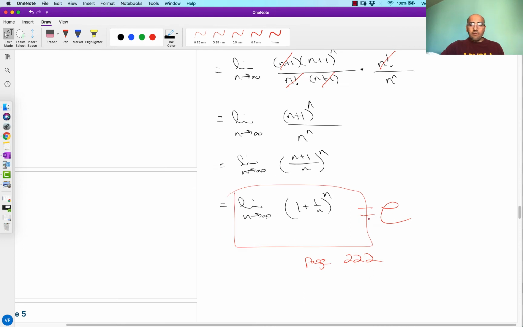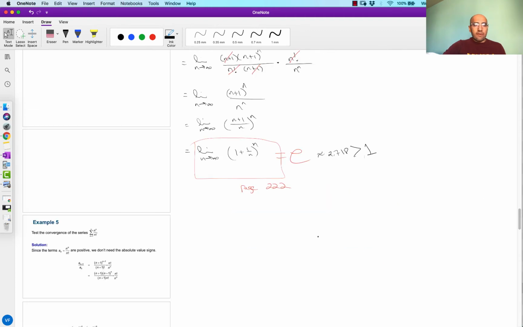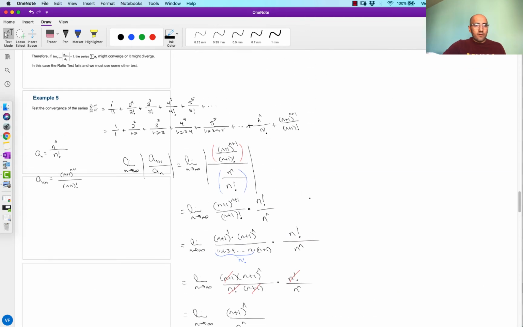Okay, so this becomes e, and e is approximately 2.718, right? Approximately 2.718, and what matters is that that's bigger than 1, right? So we've established that the limit of a sub n plus 1 over a sub n is greater than 1. This limit is approximately e. It's equal to e, which is greater than 1. And so we've established that the original sequence that we're looking for diverges by the ratio test.